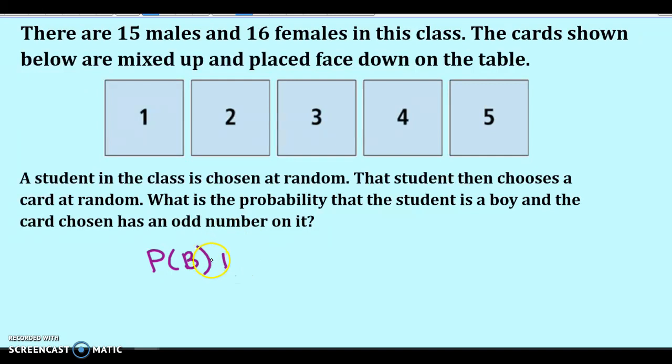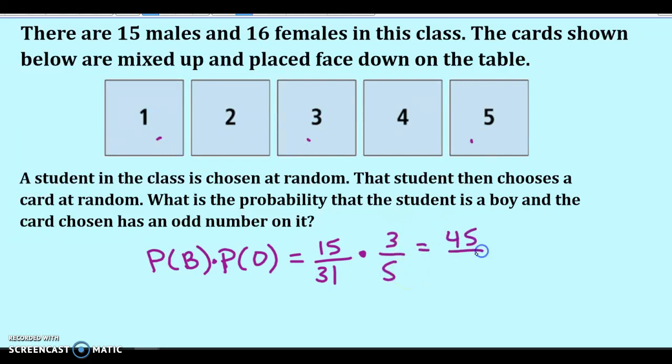So I would take the probability that the student is a boy, multiply it by the fact that he chooses an odd number. Well, 15 out of 31 students are male. There are 1, 2, 3 out of 5 possibilities of the card being odd. Multiply those together, I get 45 out of 155, which simplifies down to 9/31.